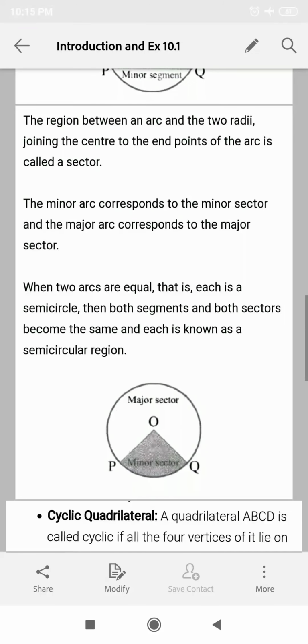Now we will have the major sector and the minor sector. The area covered between the minor arc, that is the smaller arc, and the radii of the circle is the minor sector, and the area covered between the major arc and the 2 radii of the circle is known as the major sector.